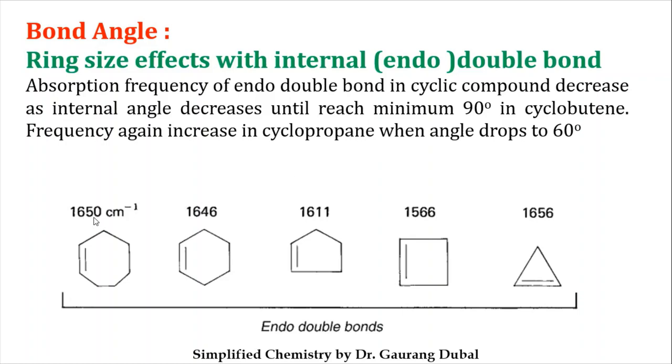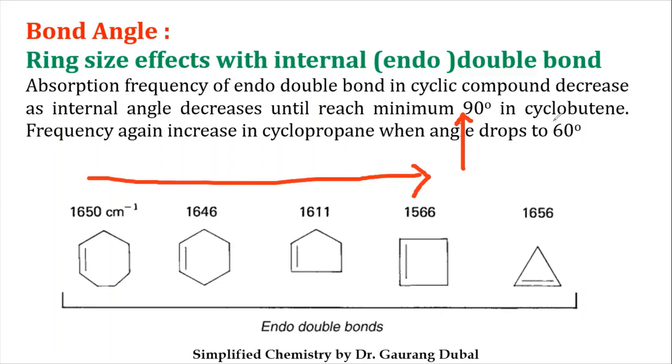You can see the frequency 1650, 1640, 1611 and 1566. So if you see, the angle decreases till the angle reaches 90 degrees. Till the angle reaches 90 degrees, the frequency gets lower with lower ring size and lower angle. Again, I am repeating, the absorption of endo double bond frequency in cyclic compounds decreases as the angle decreases till 90 degrees.